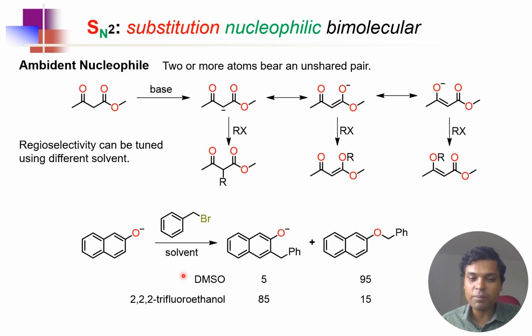Now you see, when you use DMSO, you get mostly the O-alkylated product, where the reaction occurs through the oxygen. However, if you use 2,2,2-trifluoroethanol, you get 85% at the carbon center, the C-alkylation, and only 15% O-alkylation. So this is a polar aprotic solvent and this is a polar protic solvent. If you change the solvent, you can change the product ratio.